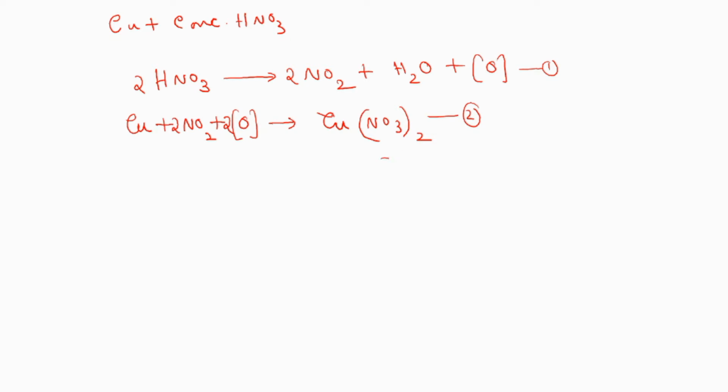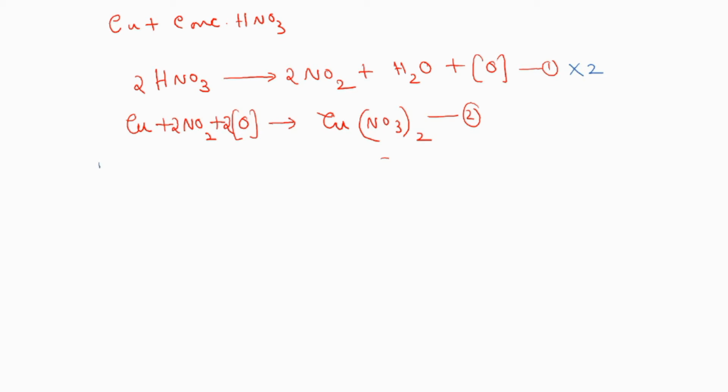Now observe the equation one more time. On the left hand side you have two nascent oxygen, and on the right hand side, in this equation, only one nascent oxygen is there. We don't want this nascent oxygen in the reaction. We need to remove that. For that, what we need to do is multiply the entire equation 1 by 2 and write it one more time.